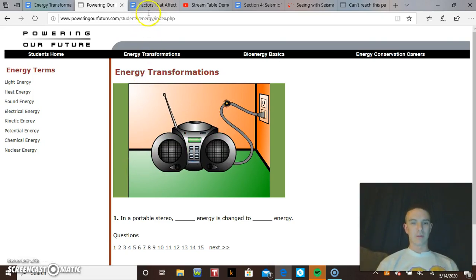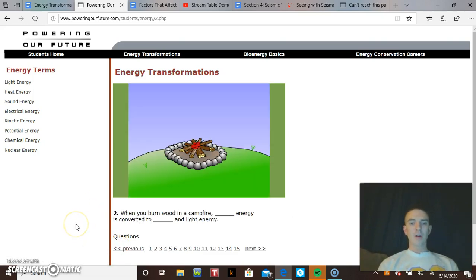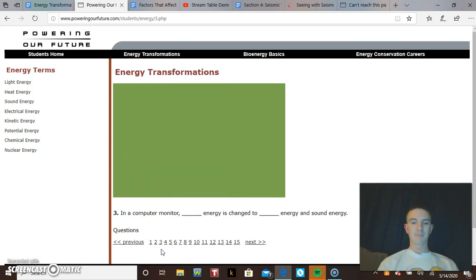For number 1, in a portable stereo, blank energy is changed to blank energy. If your link doesn't work, maybe pause the video right here and then answer the question. Number 2, when you burn wood in a campfire, blank energy is converted to blank and light energy. Here's the simulation. Maybe pause it right here.